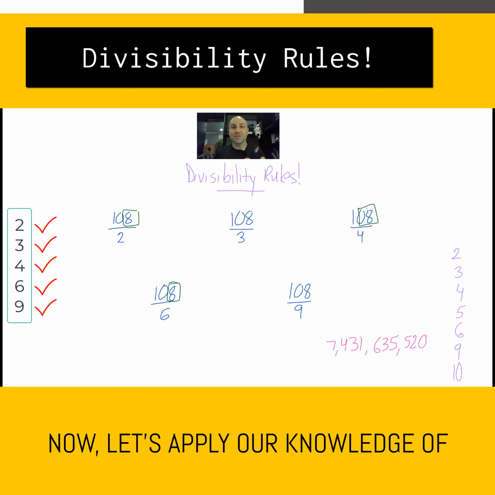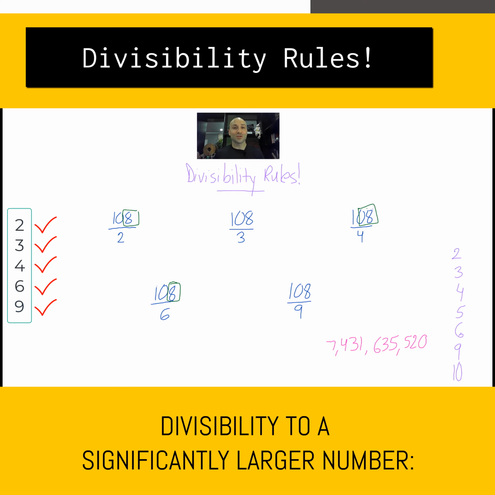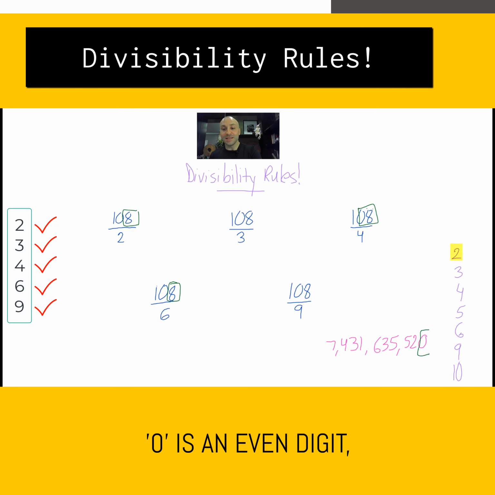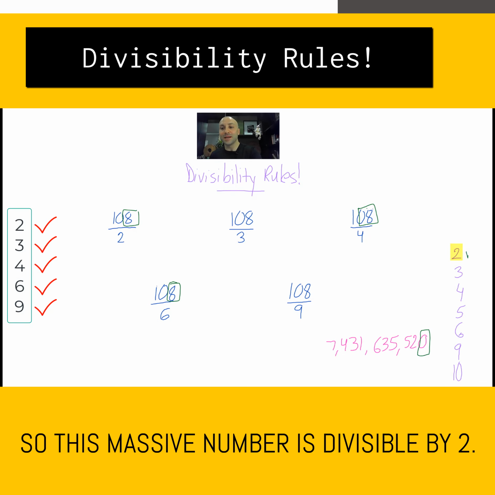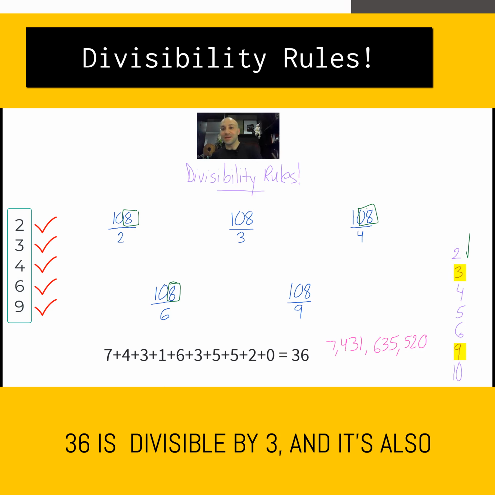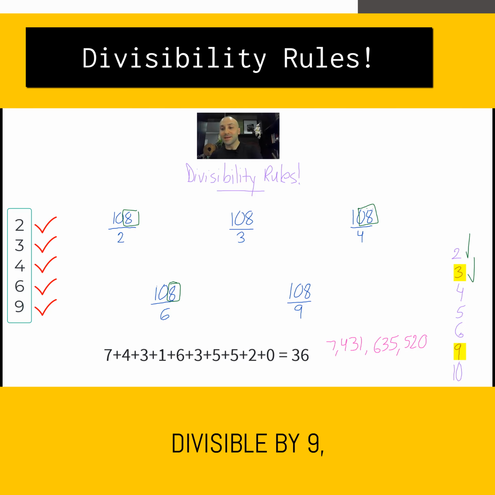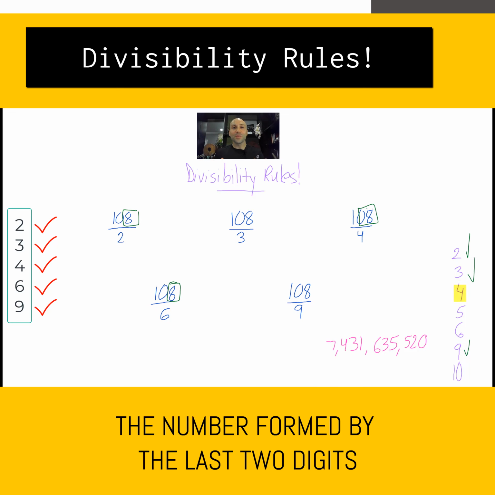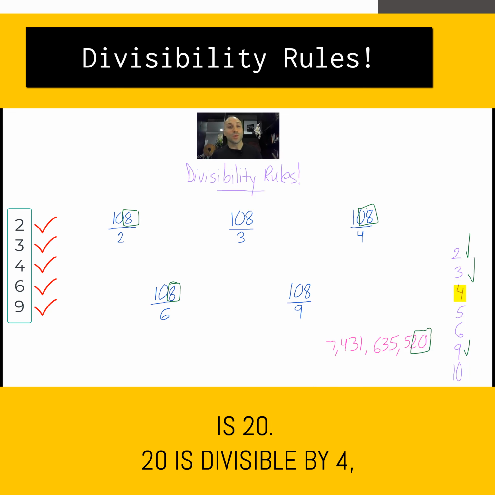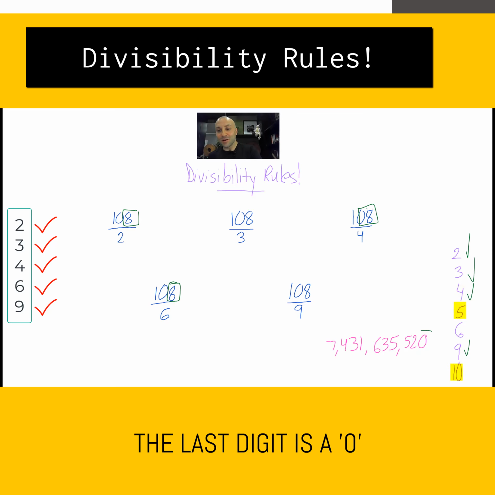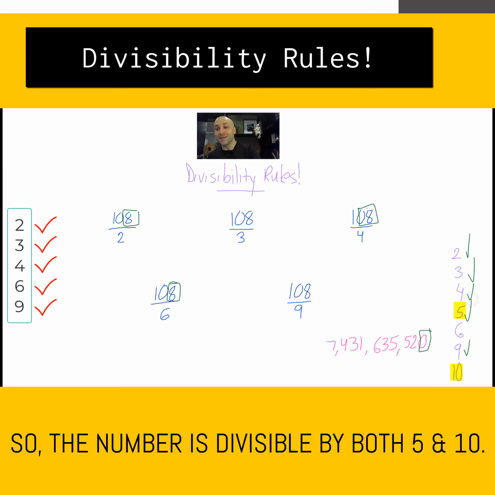Now, let's apply our knowledge of divisibility to a significantly larger number: 7,431,635,520. 0 is an even digit, so this massive number is divisible by 2. The sum of all the digits is 36. 36 is divisible by 3, and it's also divisible by 9. So the entire number is divisible by both 3 and 9. The number formed by the last two digits is 20. 20 is divisible by 4, so the entire number is divisible by 4. The last digit is a 0, so the number is divisible by both 5 and 10.